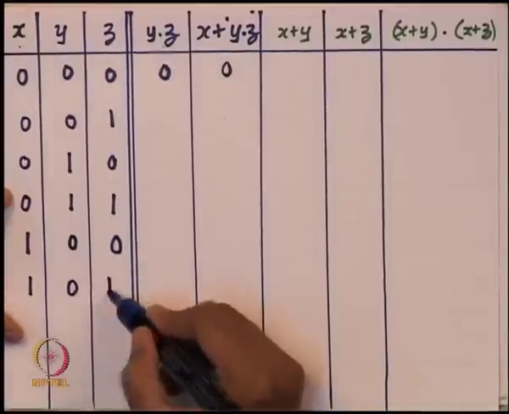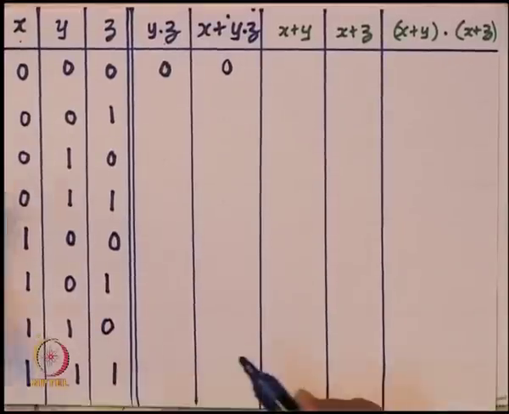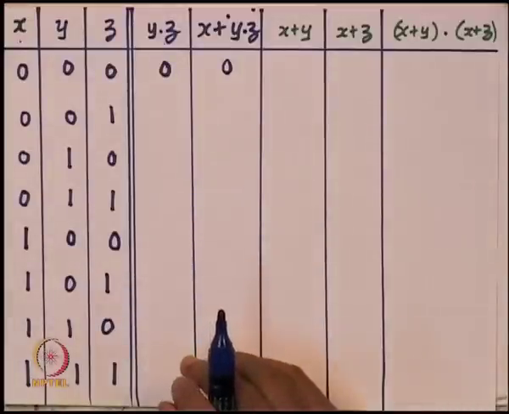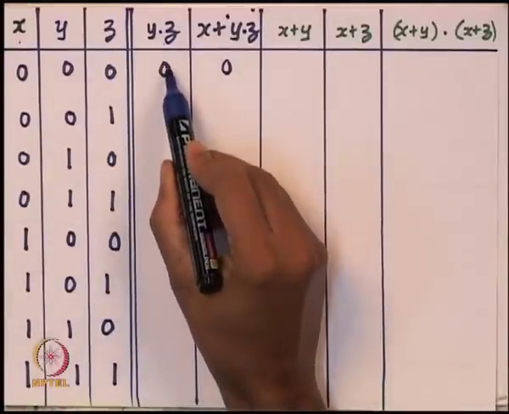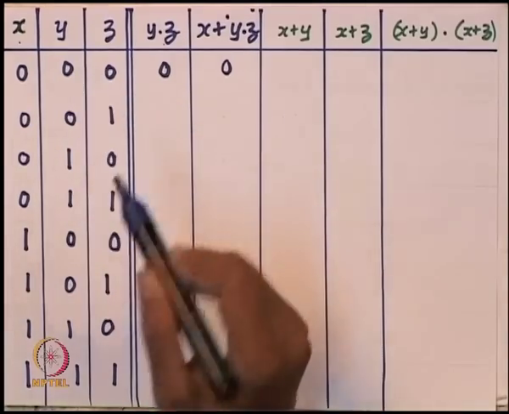So if you continue this, the inputs will follow in this manner. These are the set of inputs. Let me show you how to prove this theorem that we started with. So let us start with y and z first. It is taking this column and ANDing them together.